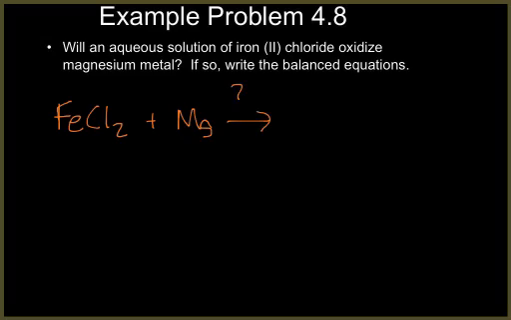What we're trying to decide right now is, will that reaction occur, or will all that stuff just sit in the container and you won't have any reaction at all? To do this, we're going to compare magnesium to the iron ion, Fe2+. So when we go to our activity series, those are the two things we're looking for. We're going to look at magnesium, and see if the iron ion is below it.